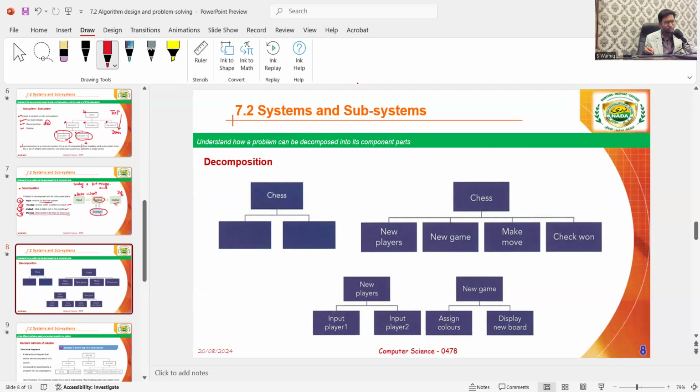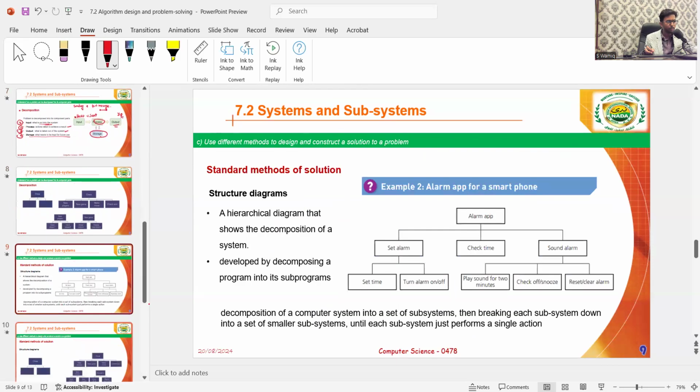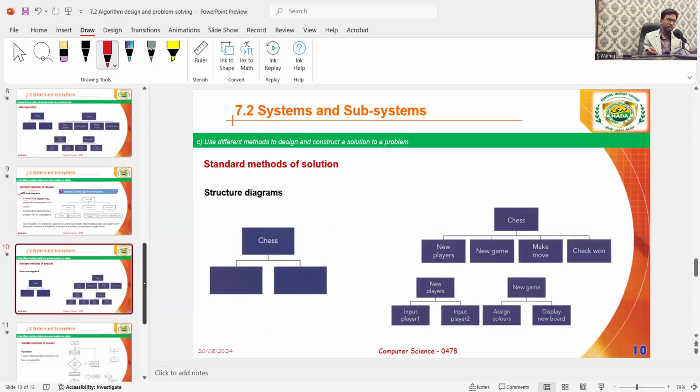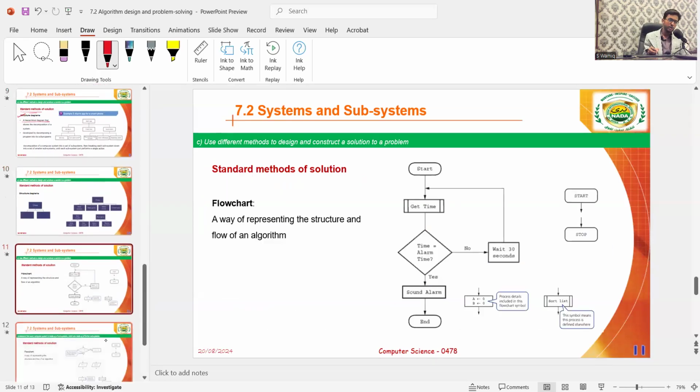Moving forward, you can see this area we have already covered. That is decomposition. You can see that it is being broken down. Standard methods of solution: structure charts. We have discussed this as well. A structure chart is basically a hierarchical diagram that shows the decomposition of a system, developed by decomposing a problem into sub-problems. So you can call it decomposition, you can call it a structure chart. Please don't be confused. You don't need to worry at all. If you have any queries, you can ask me. Again, structure chart, decomposition, all the same.